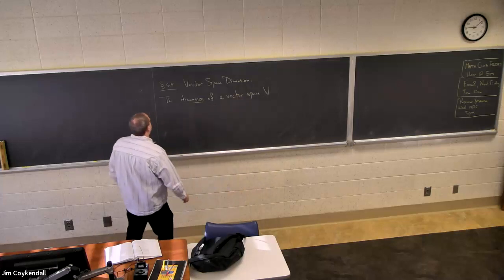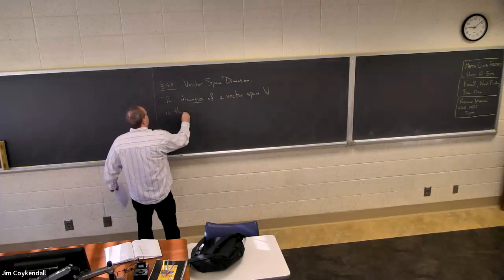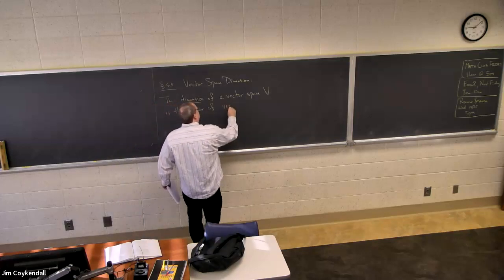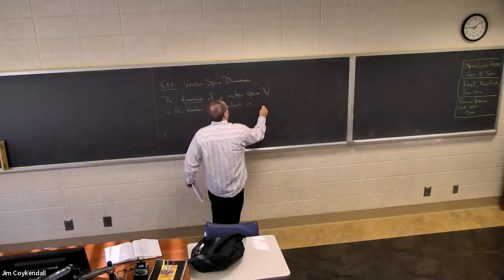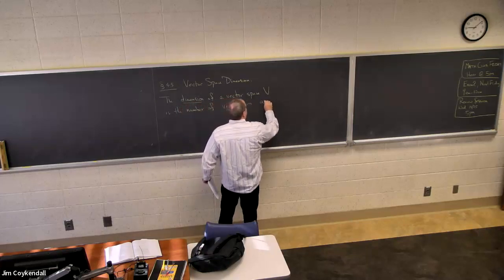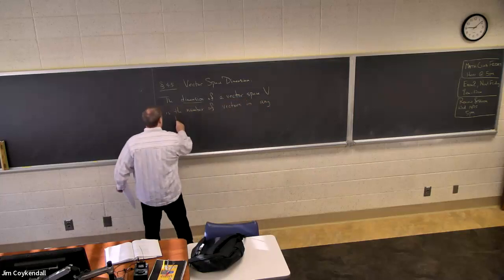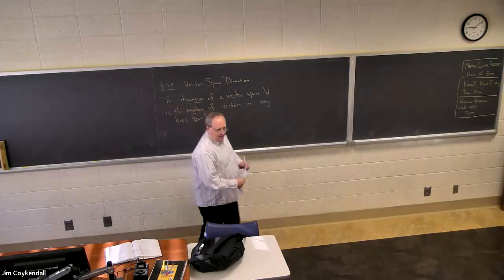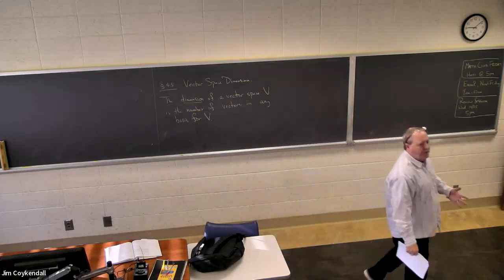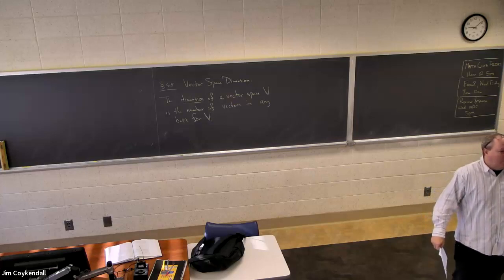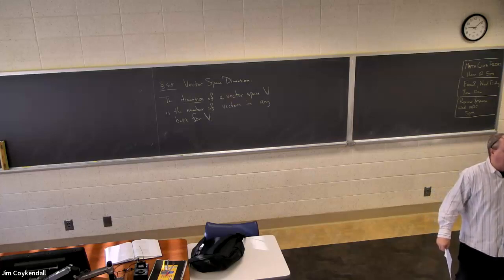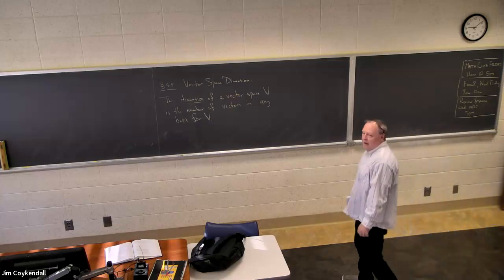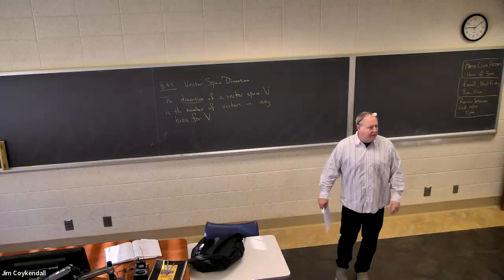The dimension of a vector space is the number of vectors in any basis. So when you talk about dimension, what you're talking about is how big is the basis, right? And what is a basis? It's a linearly independent spanning set, right? It's the most economical way to write the elements of the vector space. The dimension is just giving you sort of an idea of the size of it.